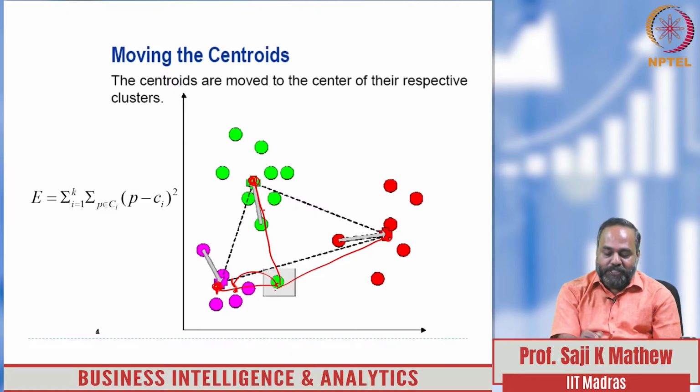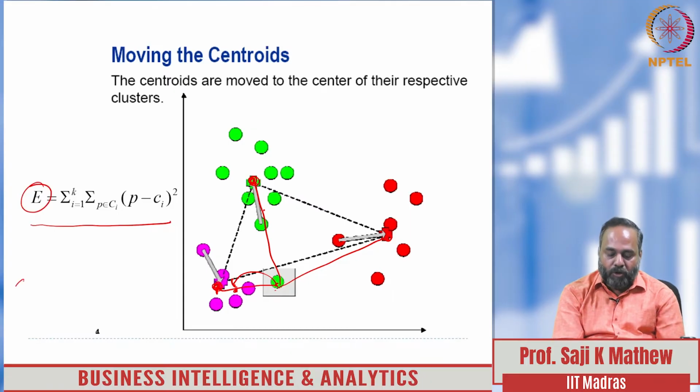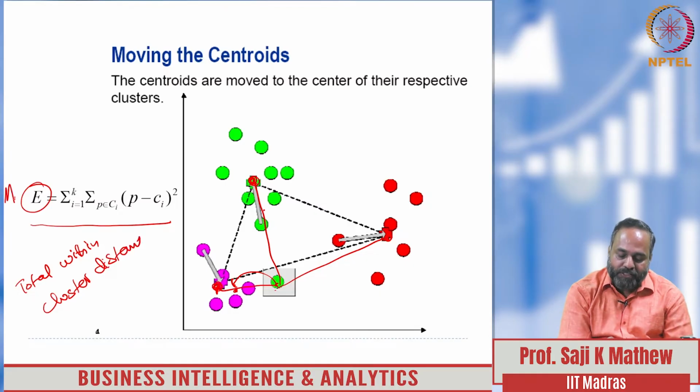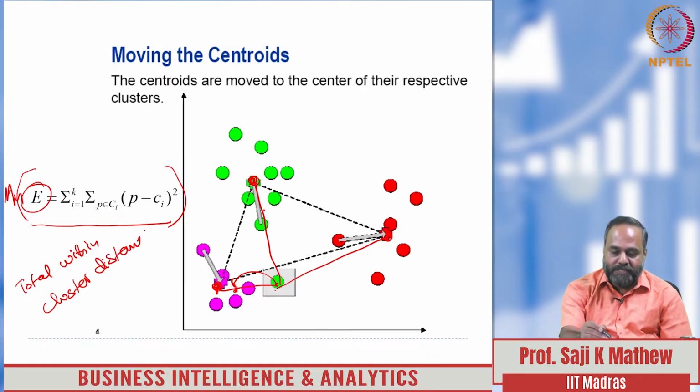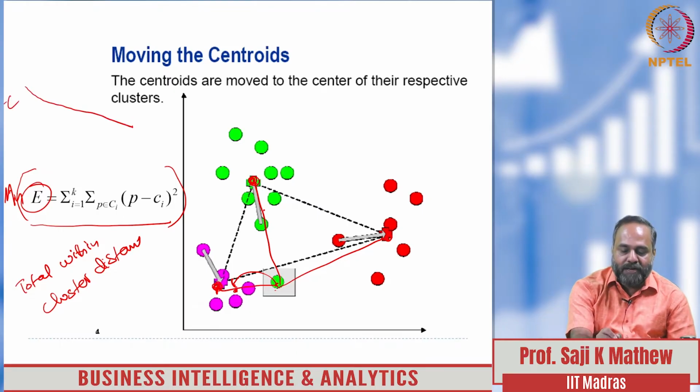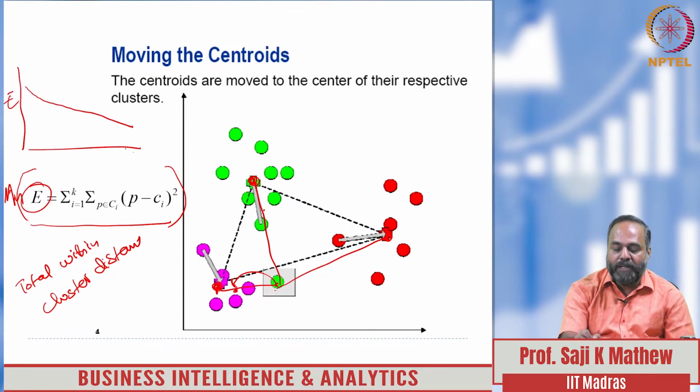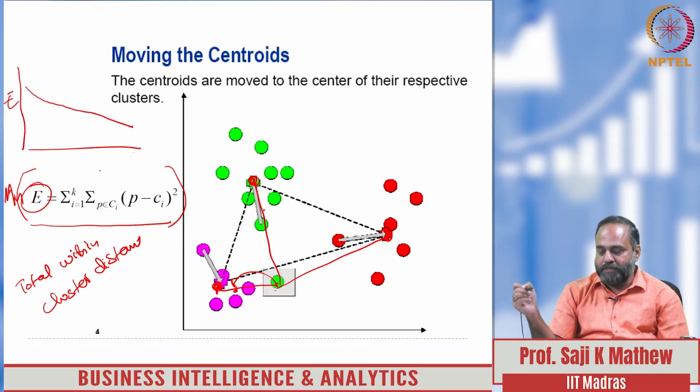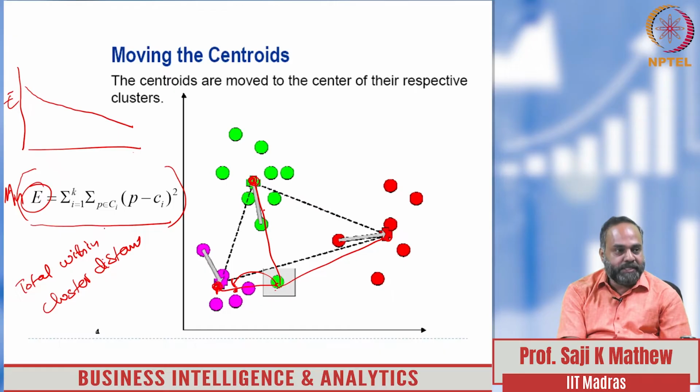In each iteration you compute the total, E is the total error or total within cluster distance. The purpose is to minimize this, minimize the total within cluster distance, and you expect that the error should be falling with each iteration. That is what you expect. And the minimization function is the total within cluster distance.